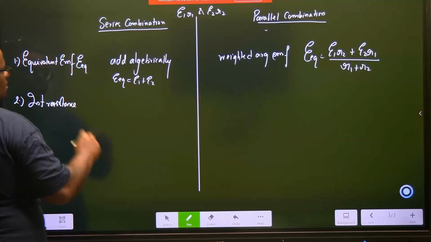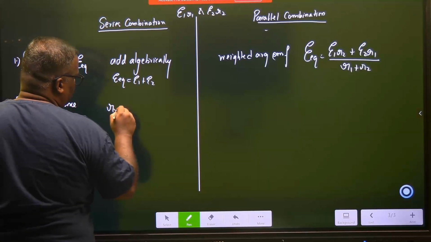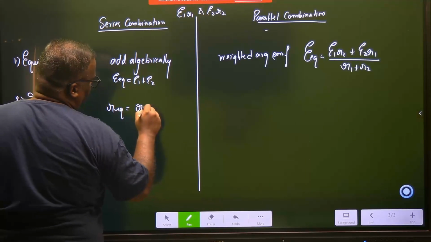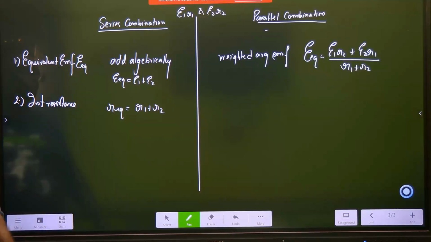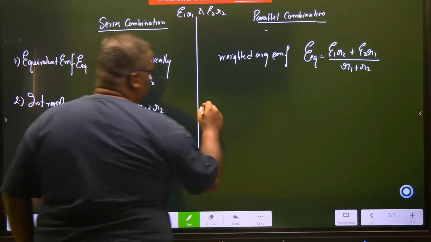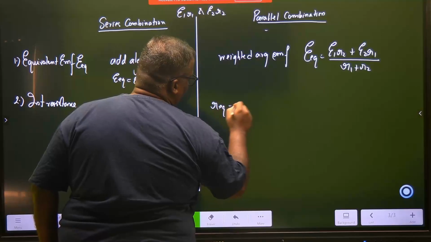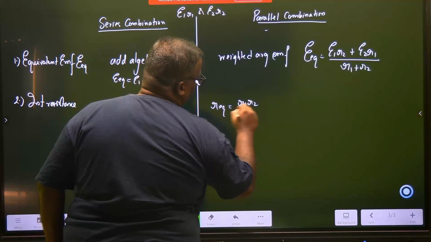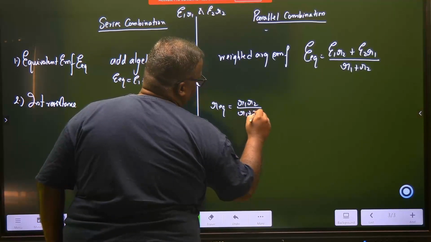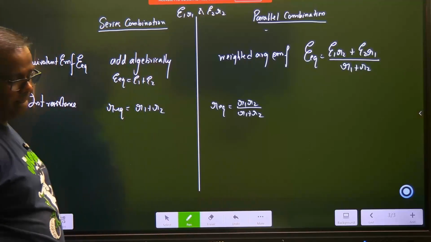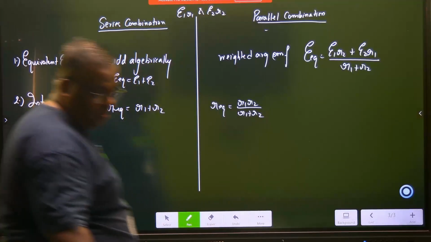resistance. So here also Req is equal to R1 plus R2, right? And here we will say Req is equal to R1 R2 divided by (R1 plus R2). Fine.